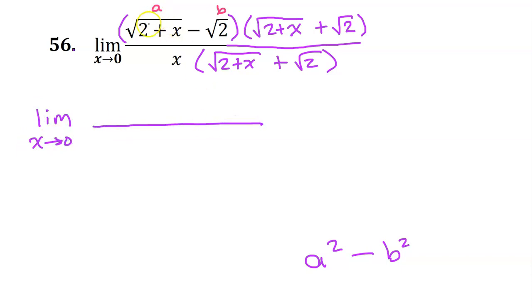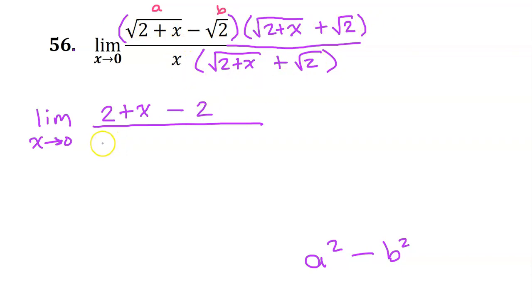Now if I do a squared, if you square a radical, the radical goes away. So I'm just going to end up with 2 plus x. So I've got a squared minus b squared. So there's my a squared. Here's minus b squared. Again, the radical goes away, and I'm going to end up with 2. So that is the result of multiplying by the conjugate.